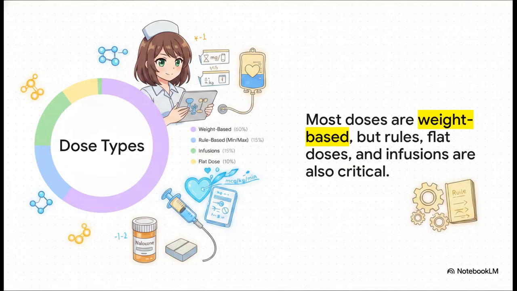Got it? So when you step back and look at it, you realize it's not just one kind of calculation we're dealing with, right? I mean, yeah, the huge majority of what we do is weight-based, that classic milligrams per kilogram. But then you've got these other categories, like the flat dose we saw with naloxone for bigger kids. And you've got the really complex ones, the continuous infusions, calculated in micrograms per kilogram per minute. And then you have these rule-based doses, like atropine, with its own minimums and maximums. It's a lot to keep straight.